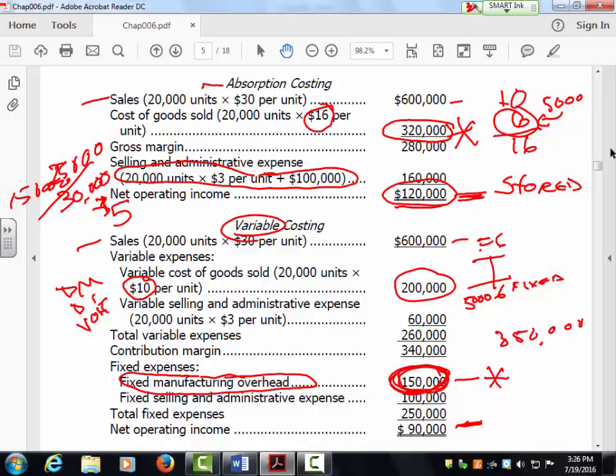Absorption costing has that gap, and therefore variable costing cannot be manipulated this way. So the smart thing to do is to base all the bonuses that you give managers on the variable costing method. But you have to remember that variable costing cannot be used for tax purposes. You have to use absorption.